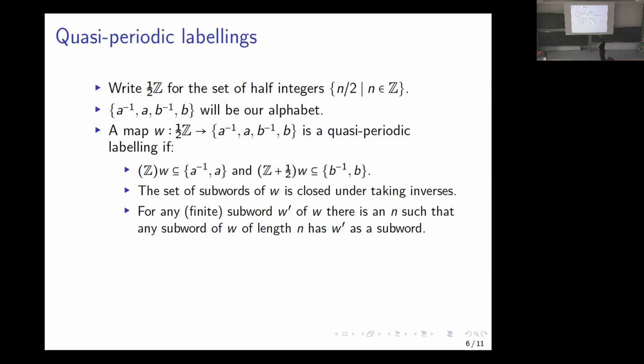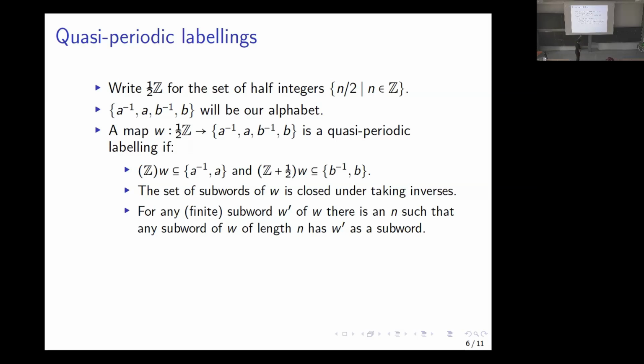I want the set of words. Okay, so I'm also going to abuse notation, and I'm going to talk about this as a labeling, but also think about them as words, which just means restrict to some interval and think about that as a word. So the set of subwords, which means finite subwords, should be closed under taking inverses. And when I say inverse, I mean just reverse it and switch the sign of each letter. So A becomes A inverse. So the inverse of AB is B inverse A inverse.